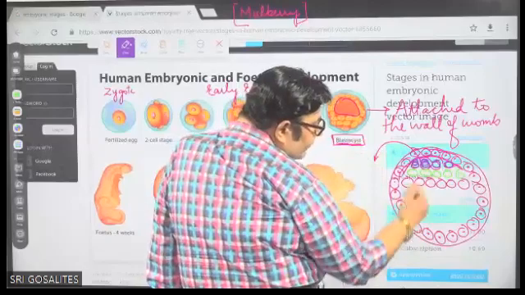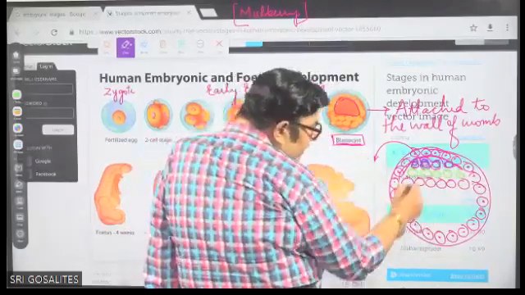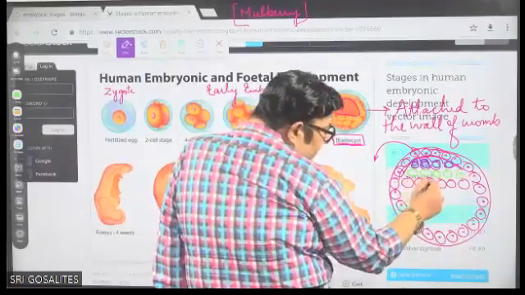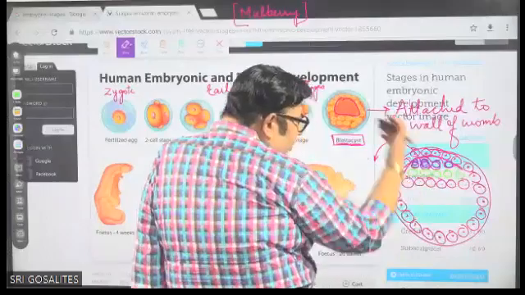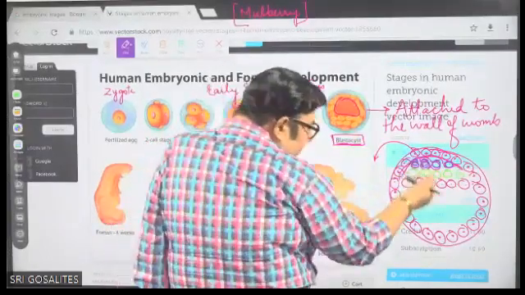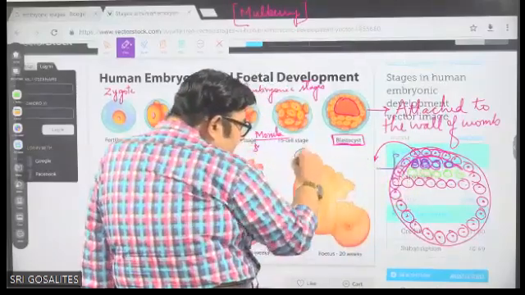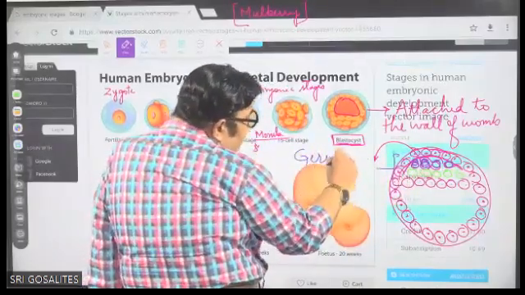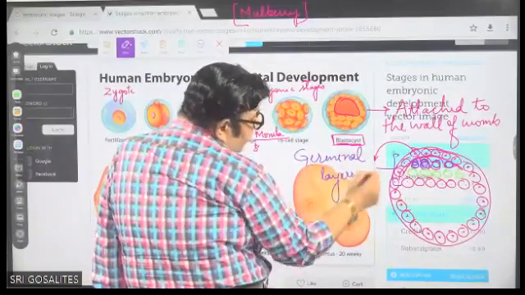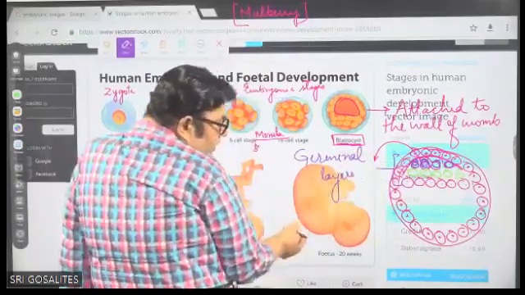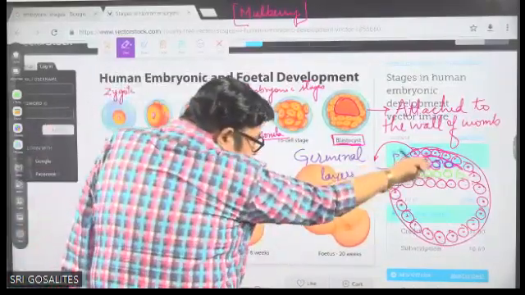Some body parts are formed by the outer layer, some body parts are formed by the middle layer, and some body parts are formed by the inner layer. Because the body organs are derived from these, we call these layers germinal layers. They are forming the newborn, the new body. This body is formed from either of the 3.